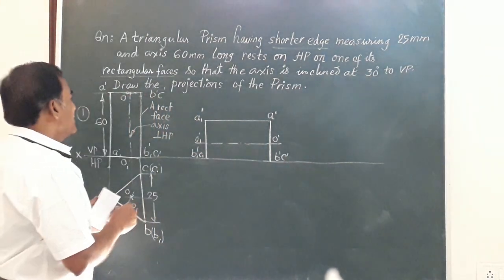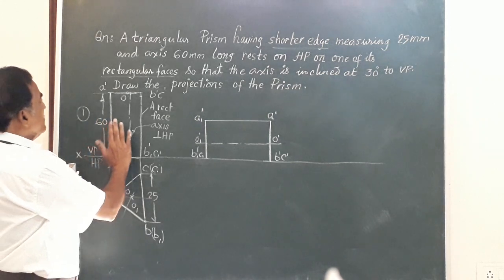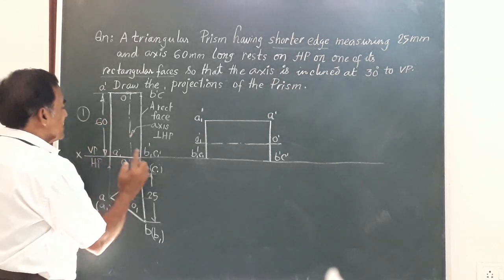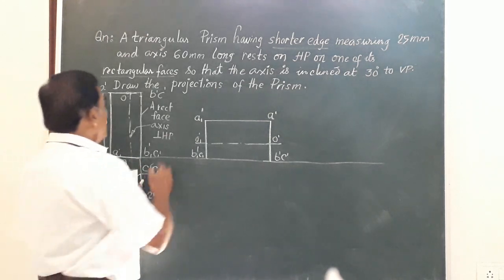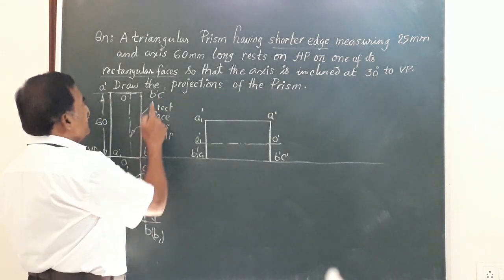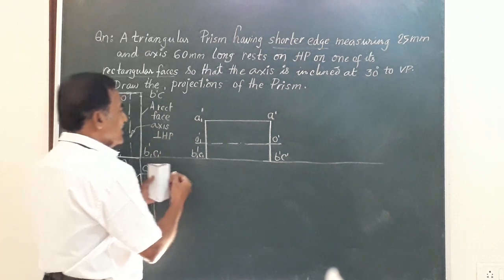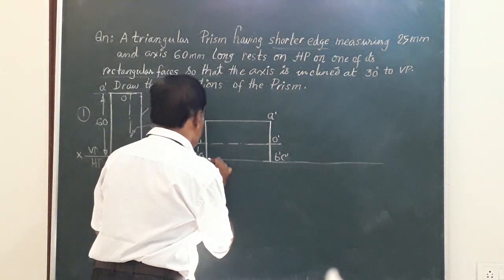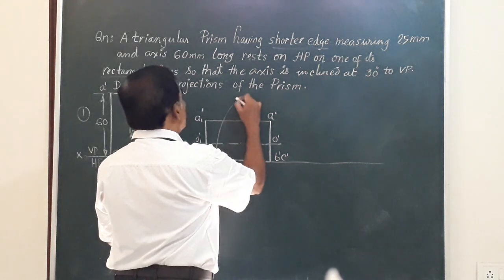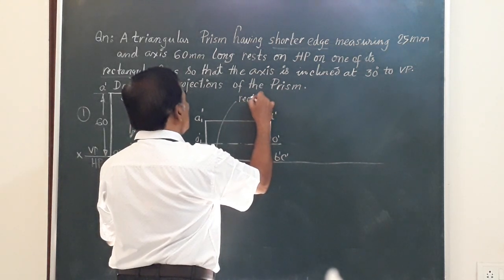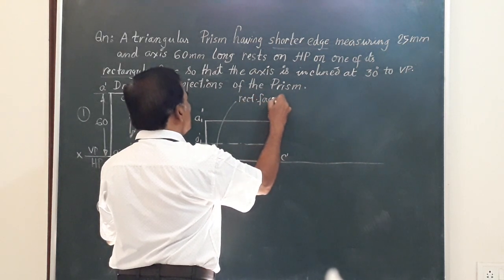Friends, you can see in the initial position we had the object resting on its triangular face. Now I have redrawn this figure with one of the rectangular faces, B dash C dash B1 dash C1 dash, resting on HP. So this is the rectangular face. I'll write down here: rectangular face on HP.